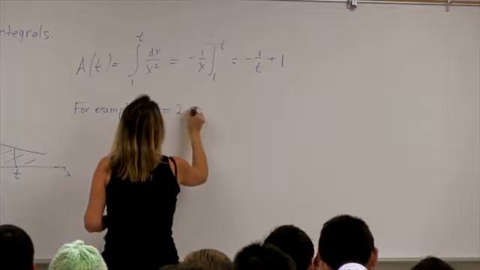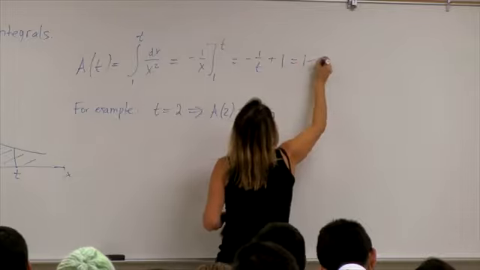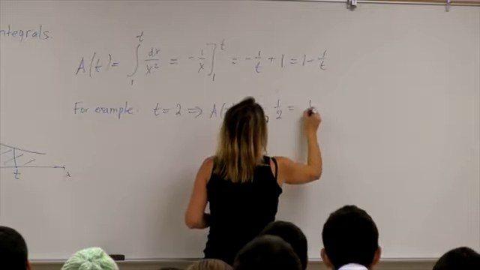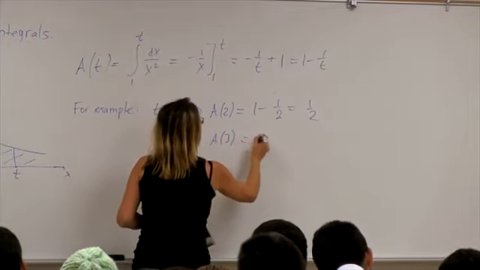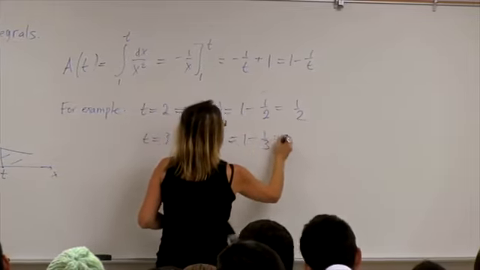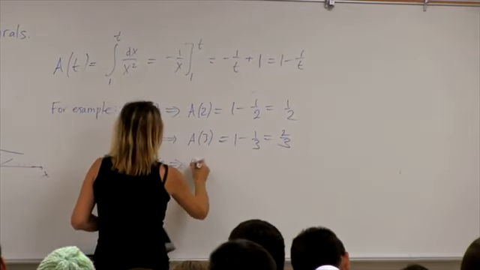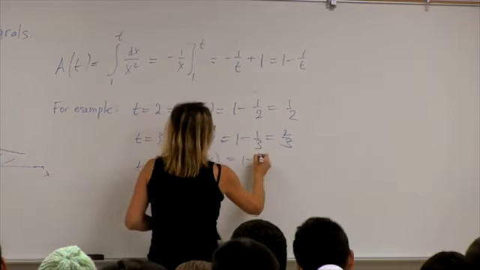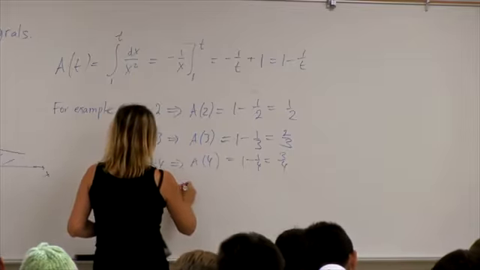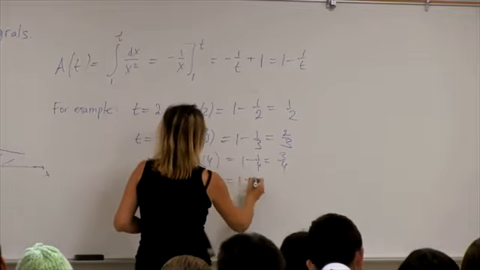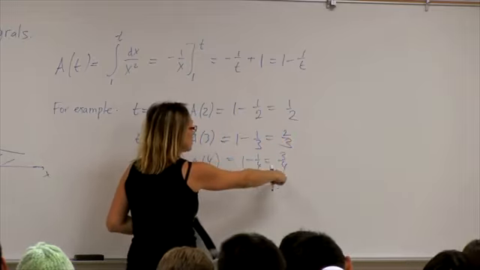For example, if t equals 2, A of 2 is 1 minus 1 over t, 1 minus 1 half, which is 1 half. T equals 3. The area is 1 minus 1/3. So it's 2/3. T equals 4. A of 4 is 3/4. Okay, 5. A of 5 is 1 minus 1/5, which is 4/5. So we have 1 half, 2/3, 3/4, 4/5.